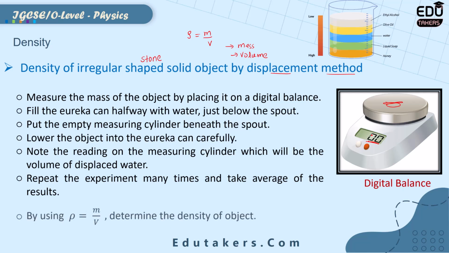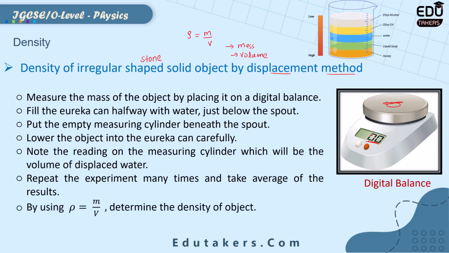At the end, you have to use the formula of the density, which is mass per unit volume, to find out the density of the object. Here again, in short, I can simply say, first of all, find out the mass by placing it on the digital balance, and find out the volume by the displacement method. When you find out both of these parameters, repeat the experiment again and again and take the average of the result. At the end, use the formula of the density to find out the density of the object.